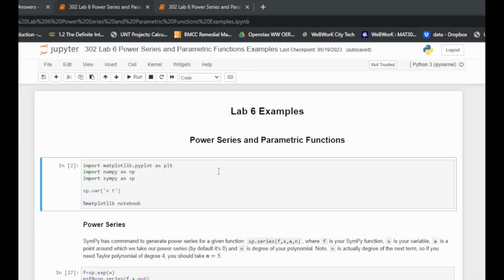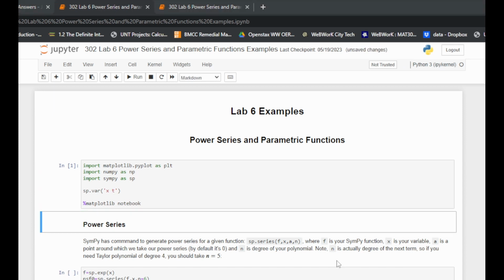Hello, this is Lab 6. The main two topics of Lab 6 are power series and parametric functions. For SymPy, I will use two variables. I will use x as our usual variable, and I will use t for parametric functions. So first we will start with power series.